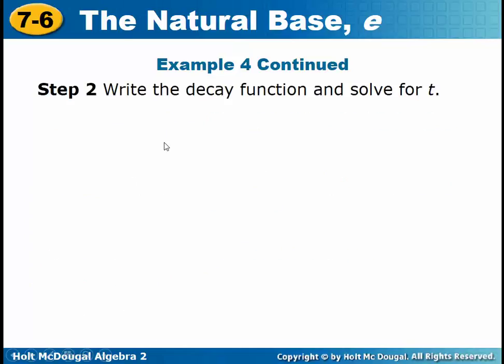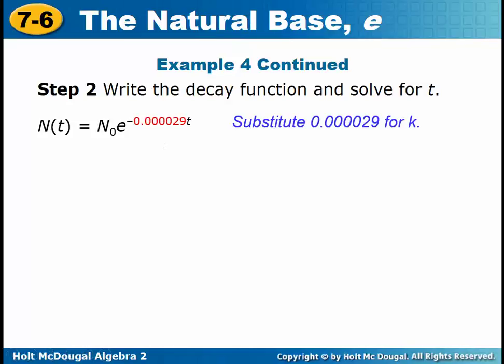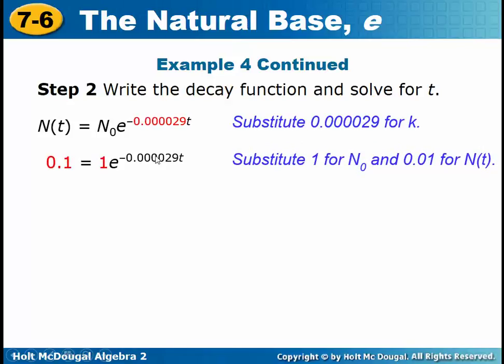Okay, now that we know what our decay constant is, it's 0.000029. Now we'll put that back into our equation along with our other information. We started with 1, and we want to know when would it be equal to 0.1. So we're looking for t here.